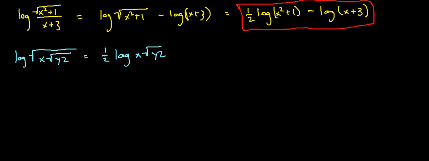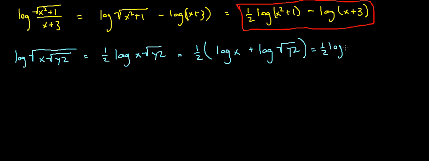And it's important to know that this 1/2 is going to be distributed to both of them. It can be thought of as this. I want to do it this way first. This is equal to 1/2 times the log of x plus the log of the square root of yz. And then this 1/2 will be distributed to both of these logarithms. So this is equal to 1/2 log of x plus 1/2 log of the square root of yz.